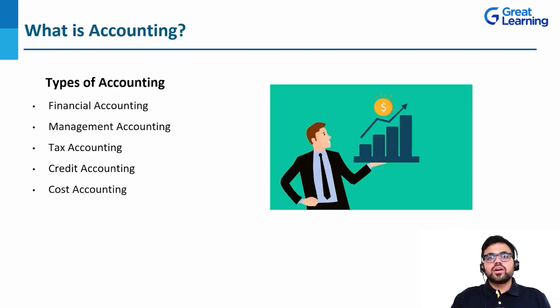Next, we'll talk about the types of accounting. Now, there are primarily 5 types of accounting. So we'll go through each one of them one by one. The first one is financial accounting. Financial accounting deals with the summarization and recording of various transactions into building 3 major statements. The first one is the balance sheet, second is the income statement, and the third one is the cash flow statement.